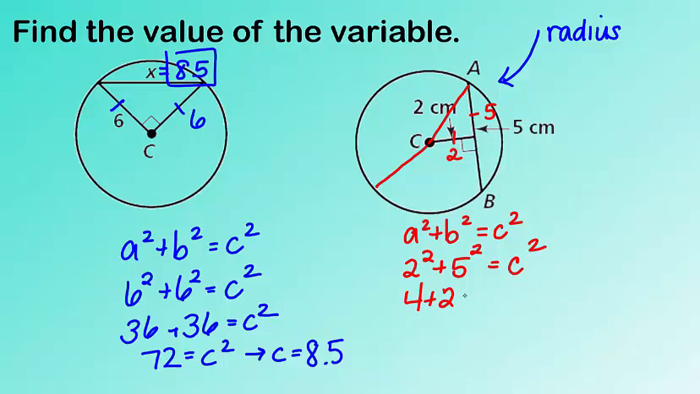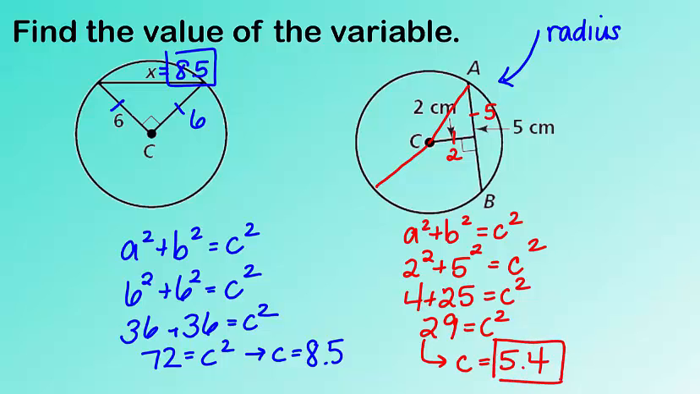4 plus 25 equals c squared. 29 equals c squared. So c is equal to 5.4. So that's the length of our radius. Our radius is 5.4.